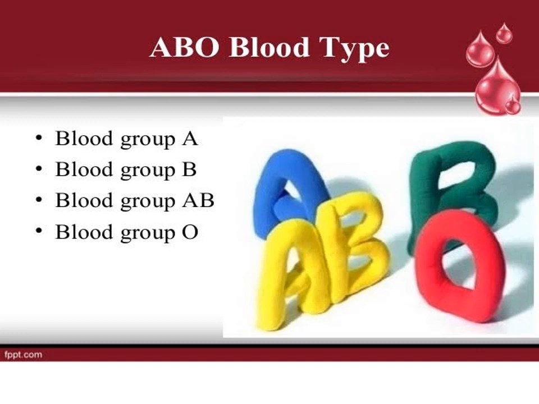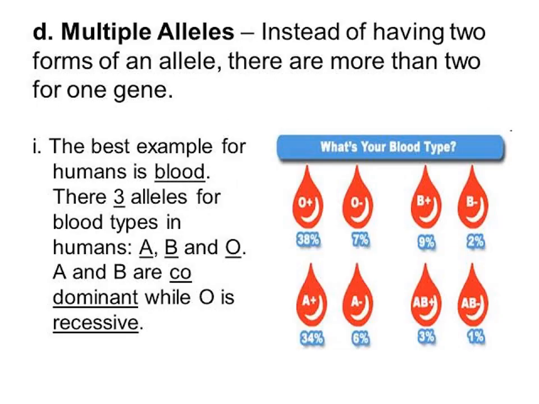This picture, multiple allele example: instead of having two forms of an allele, there are more than two for one gene. So the best example is human blood. There are three alleles for blood types in humans: A, B and O. A and B are codominant, while O is recessive.